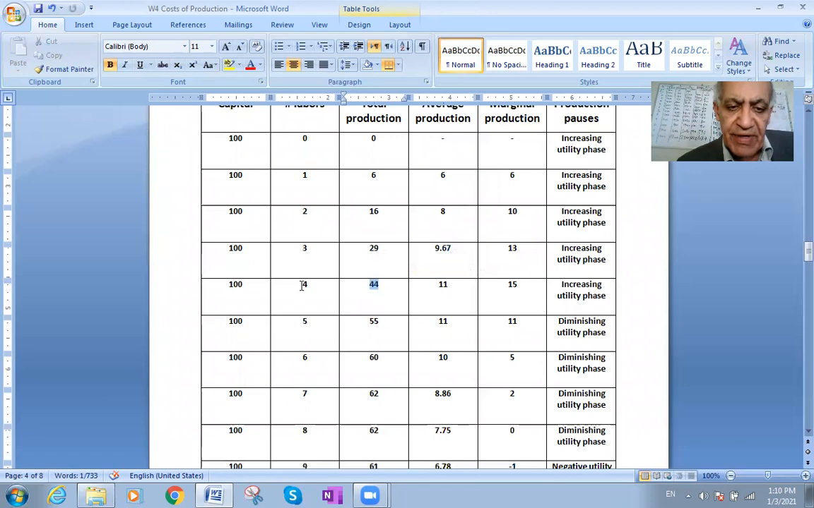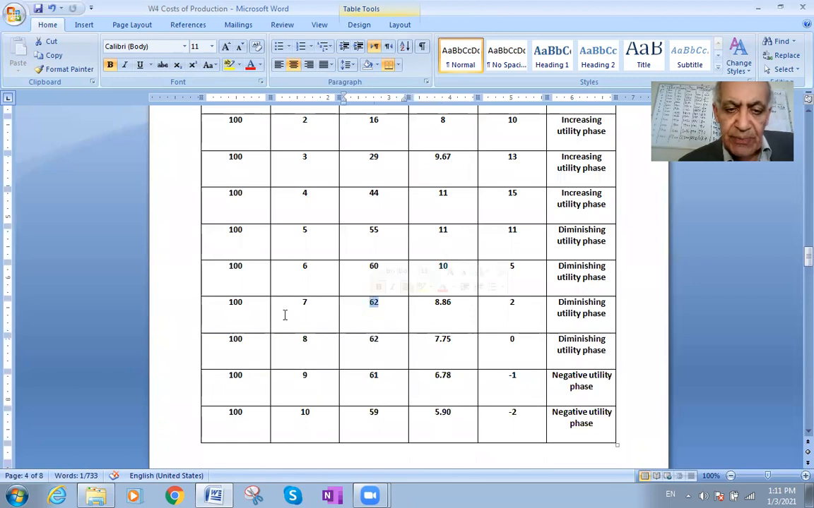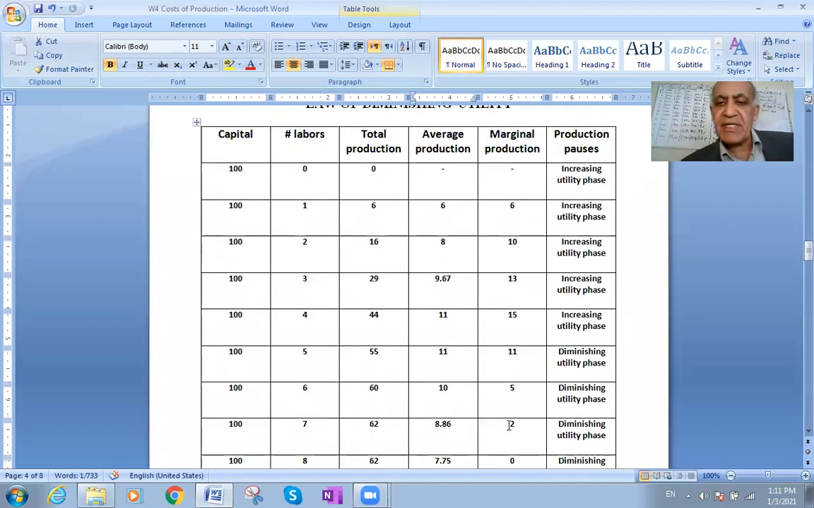Then 44 divided by 4 will give me 11. Then 55 divided by 5 will give me 11 as well. Then 60 divided by 6 will give me 10. Now I'm calculating the average production. Then 62 divided by 7 will give me 8.86. Then look at this, 62 divided by 8 will give me 7.75. 61 divided by 9 will give me 6.78. And finally, 59 divided by 10 will give me 5.9. Perfect. This is the average.